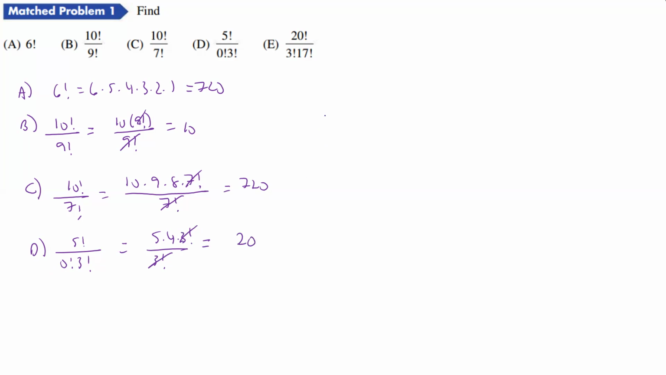All right, so let's do E over here. So we have 20 factorial over 3 factorial times 17 factorial. All right, so what do we have here? Well, let's take the 20 down to 17. So we have 20 times 19 times 18 times 17 factorial all over 3 times 2 times 1 times 17 factorial. So I broke this apart and said, okay, let's go ahead and split it out.